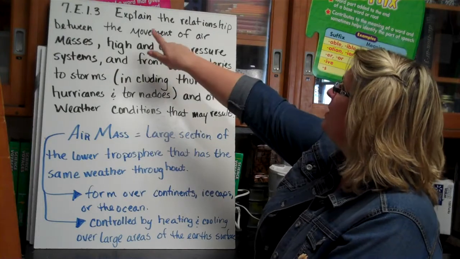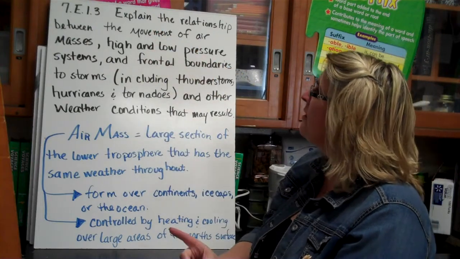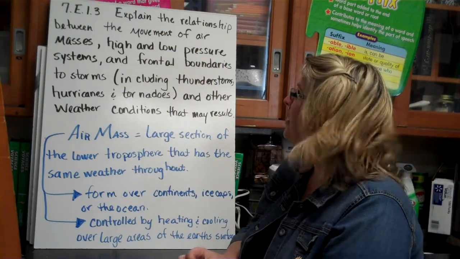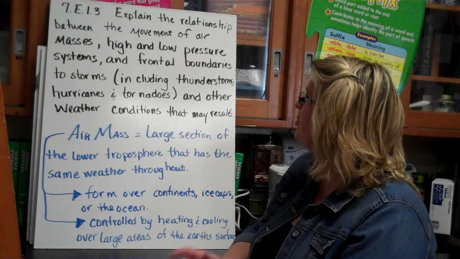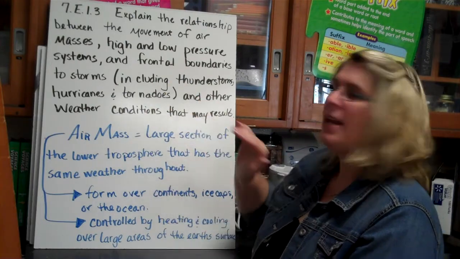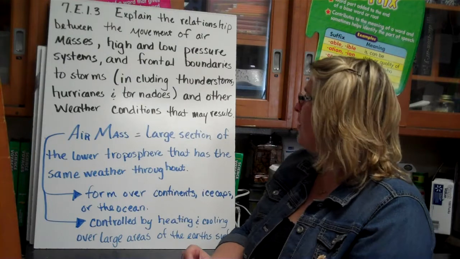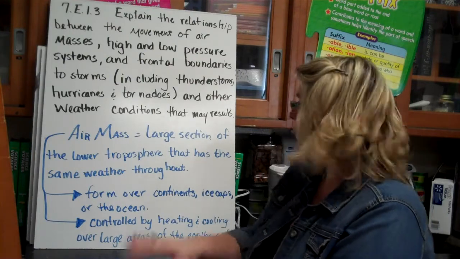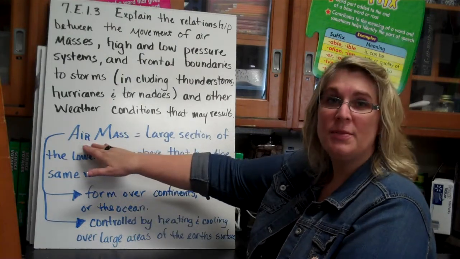But what we're talking about today is to explain the relationship between the movement of air masses, high and low pressure systems, and the frontal boundaries to storms, including thunderstorms, hurricanes, and tornadoes, and other weather conditions that may result from it. Okay? So first thing we need to know is about air masses.